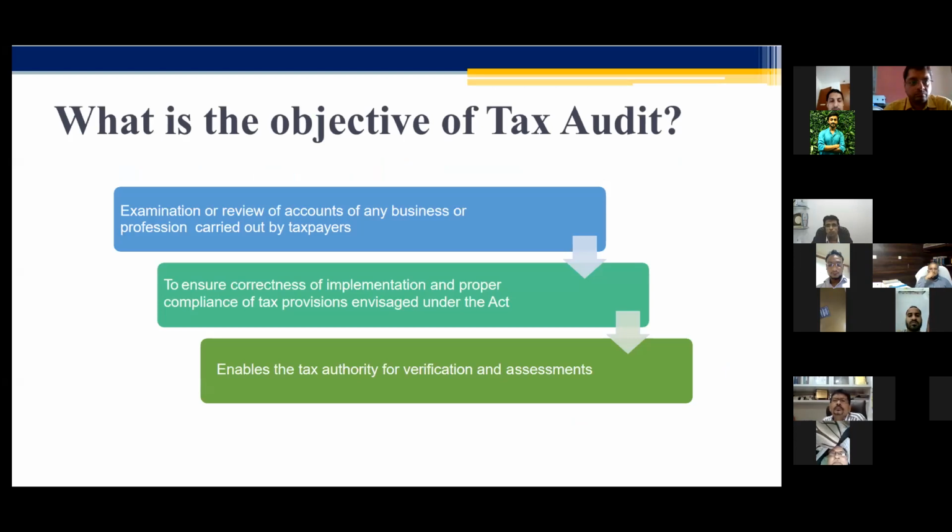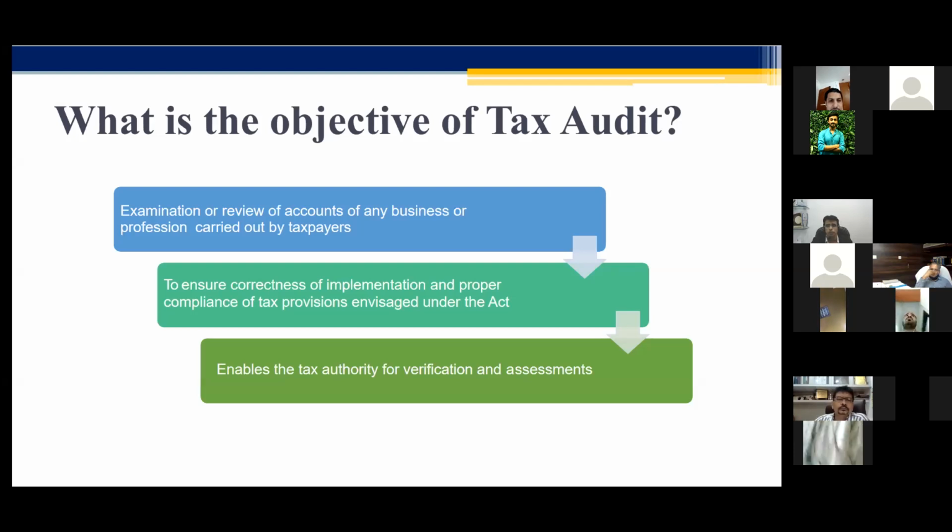So what is the objective of tax audit? Broadly, as everybody knows, tax audit has been prescribed under the Income Tax Act under Section 44AB. The basic objective is examination or review of accounts of any business or profession carried out by a taxpayer. So the accounts have to be examined, reviewed, and an opinion has to be given by the auditor. That is the main objective of the tax audit.